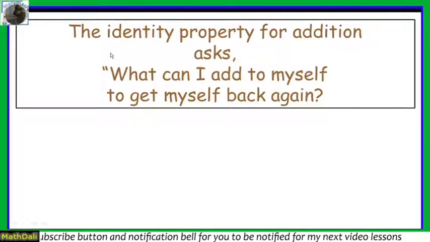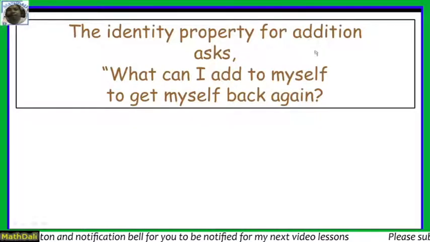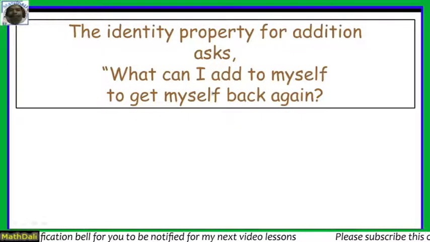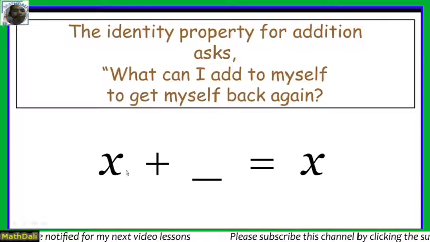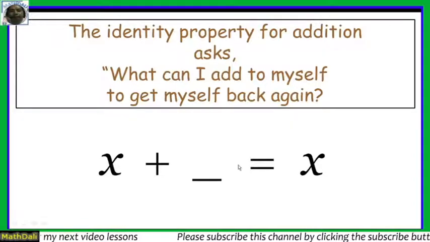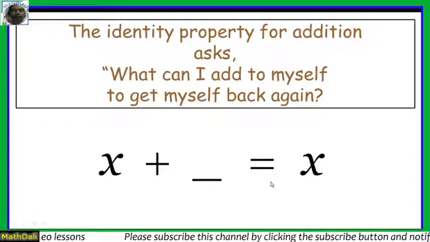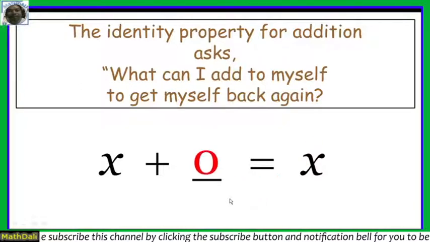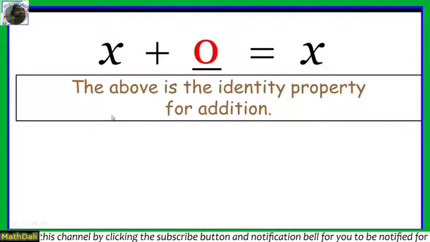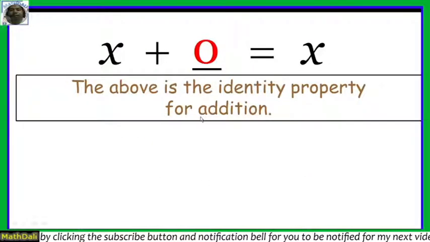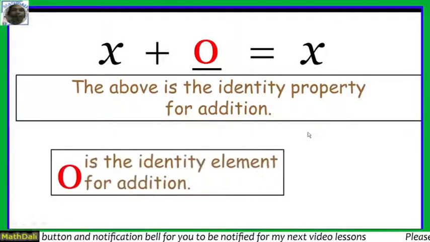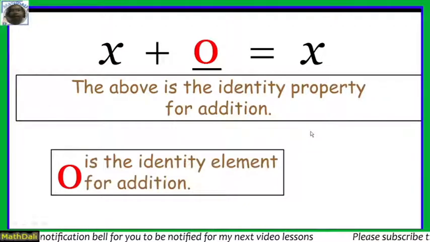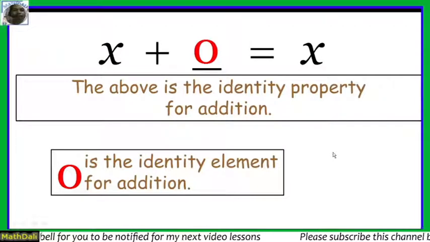Okay, so let us have this. The identity property for addition as, what can I add to myself to get myself back again? Ano yung idadagdag natin sa x para bumalik yung x? 0. The above is the identity property for addition. So x plus 0 is equal to x. And 0 is the identity element for addition.